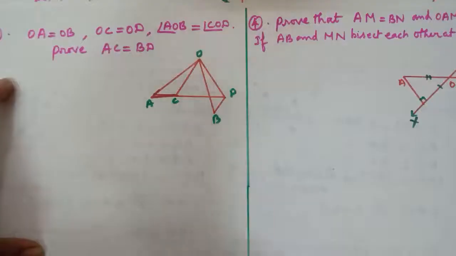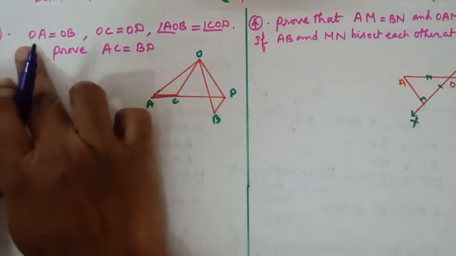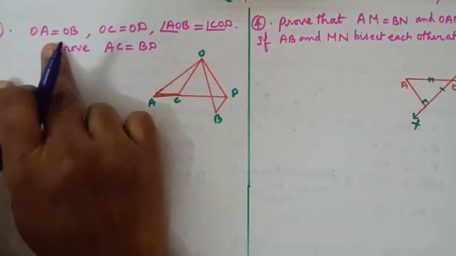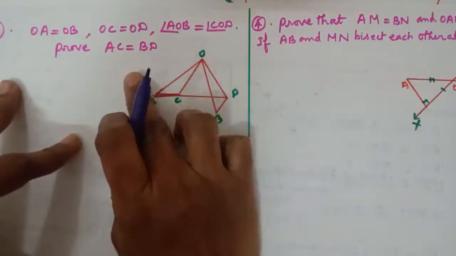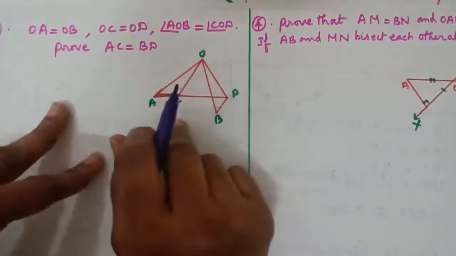Then now let's move to third question. OA equal to OB. Okay, OC equal to OD. Angle AOB equal to angle COD. Then prove AC equal to BD. Students, listen here. This is the figure.